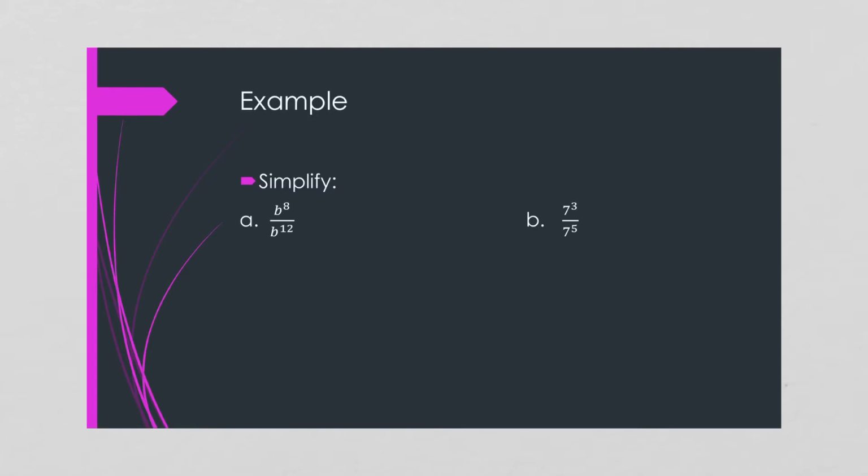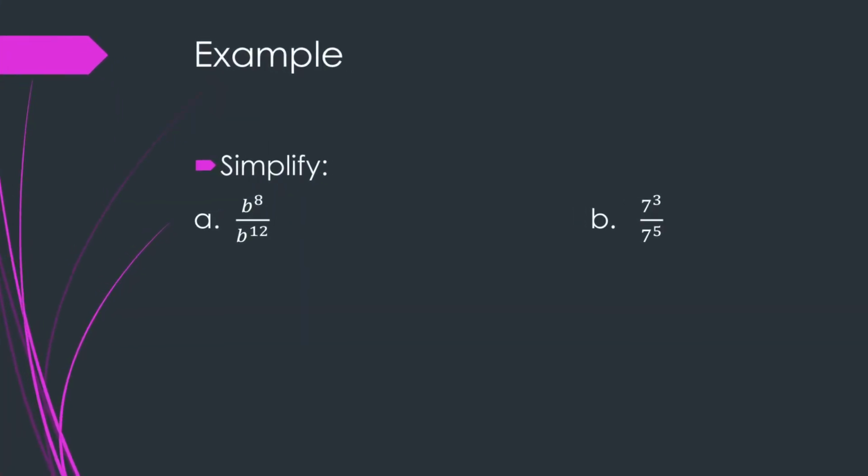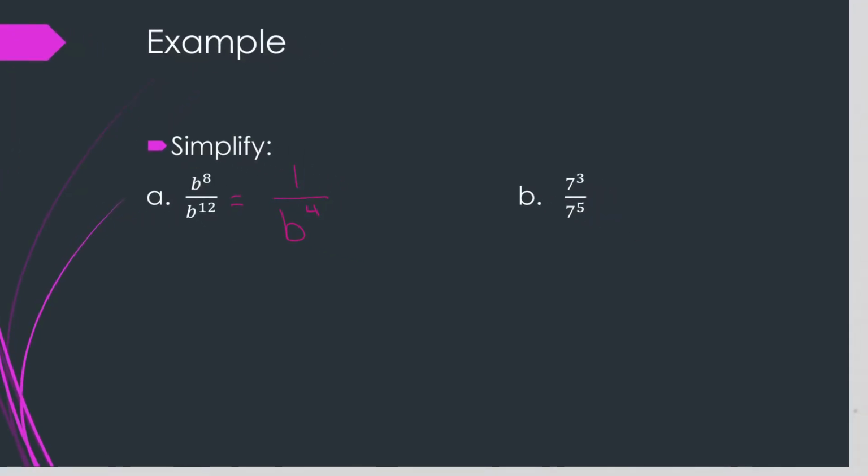All right, check these out. Our denominators are bigger on all of these, so we would have 1 over b to the 12 minus 8, which is 4. And over here on part B, we've got 1 over 7 to the 2nd power. And I can do that easily in my head. So we would have 1 over 49.